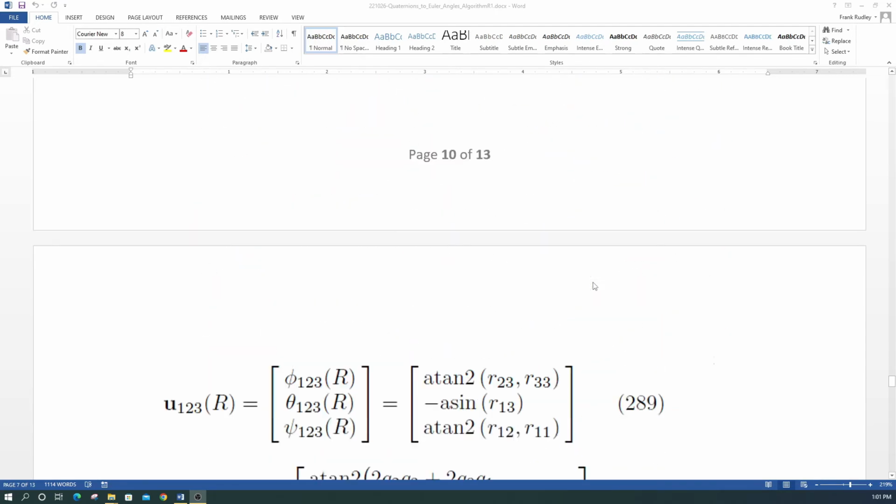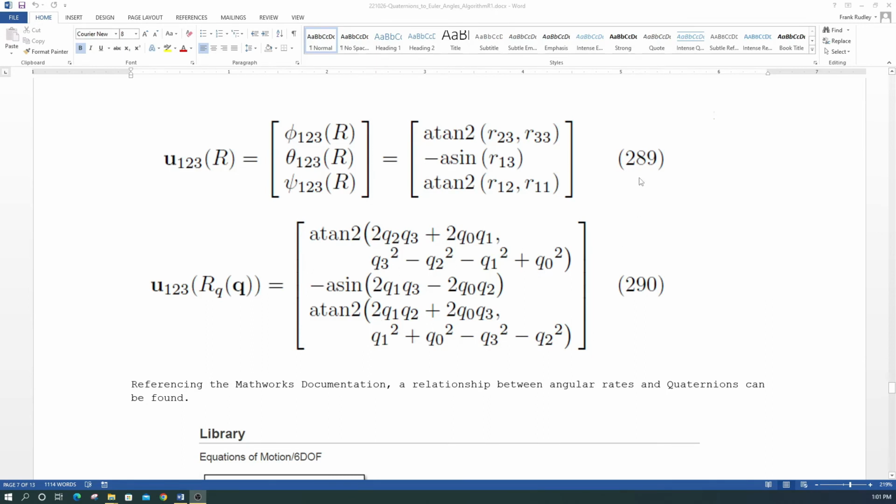So I zoomed in here on equations 289 and 290 because these are going to be important. I'm going to get these quaternion components and then take the inverse tangent and inverse sine to get phi, theta, and psi. These are derived. I call these the short-term computations because they come from the quaternions.